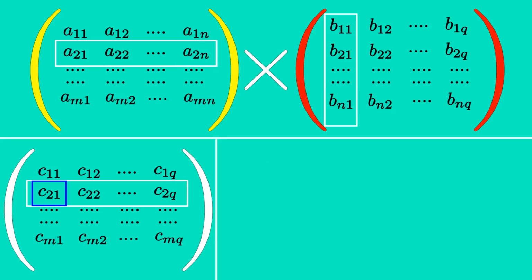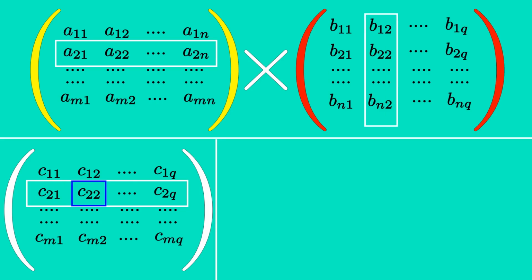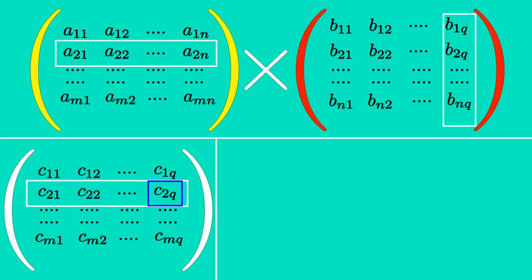I think you got the technique. When you have to change the row number of C, we have to change the row number of A, fixing the column number of B, and to change the column number of C, change the column number of B, fixing the row number of A the same.